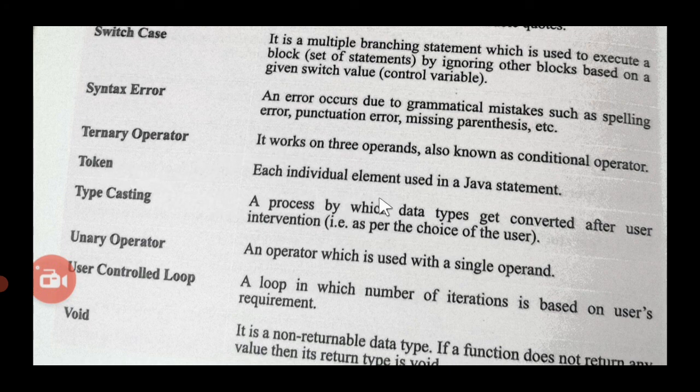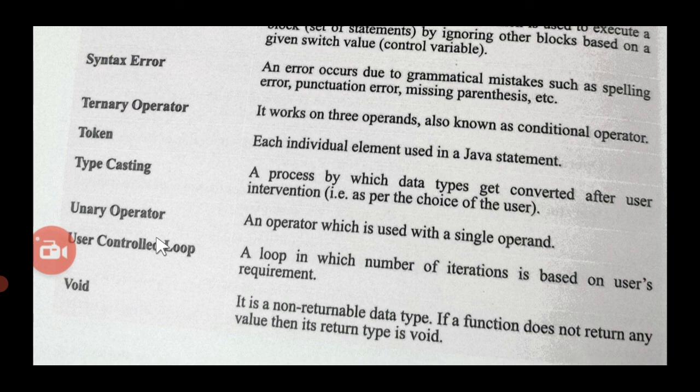Then token, each individual element used in a Java statement. Typecasting, a process by which data type gets converted after user intervention. Then unary operator, an operator which is used with a single operand. Then user controlled loop, a loop in which the number of iterations is based on the user's requirement. After that, void, it is a non-returnable data type, means it simply denotes that the function returns nothing.